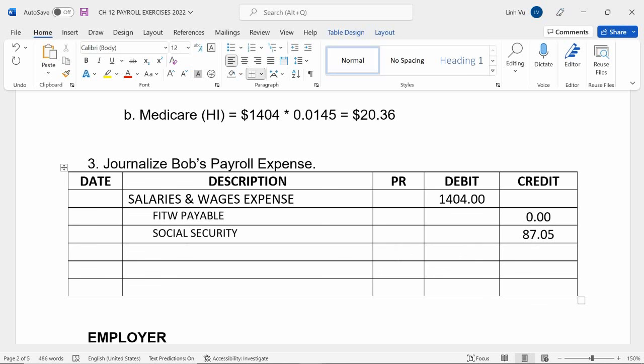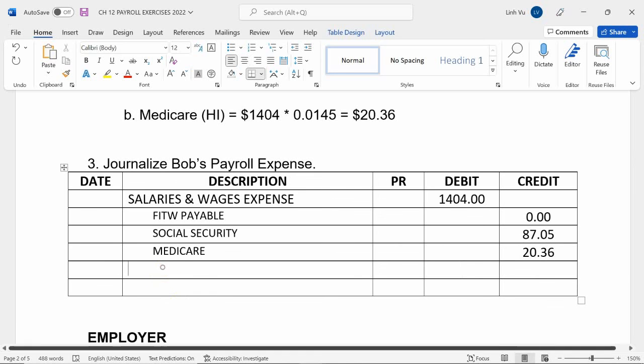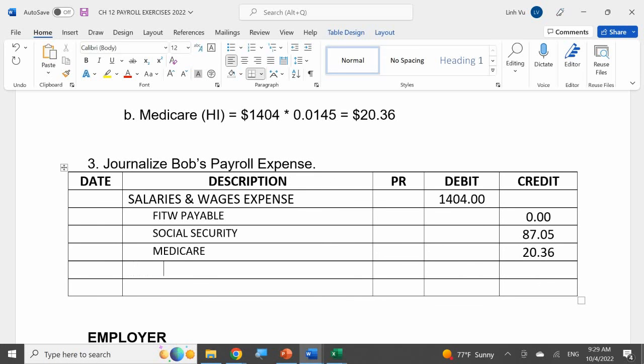And Medicare, 20.36. So how much is Bob going to walk away with? $1296.59.